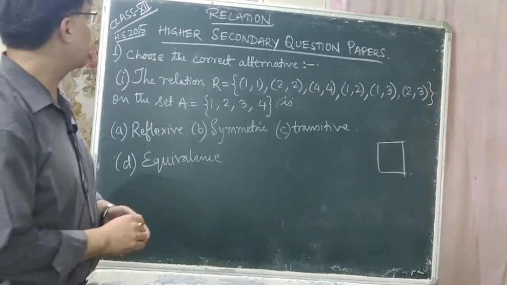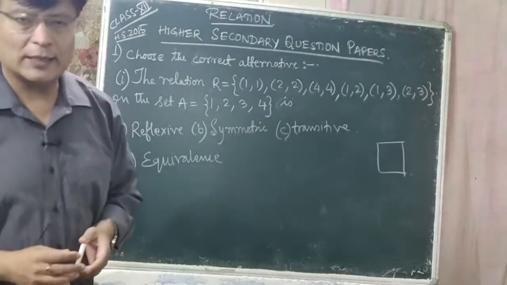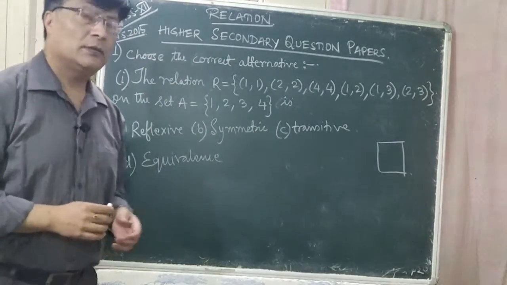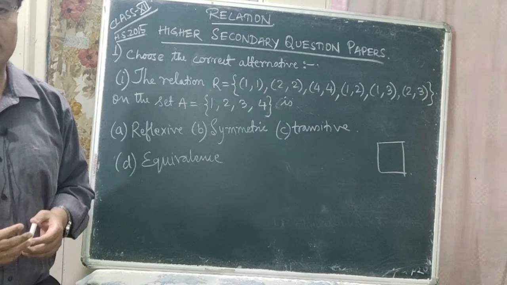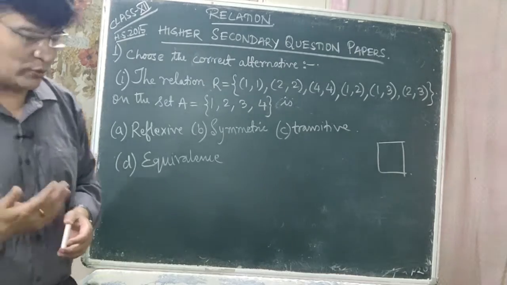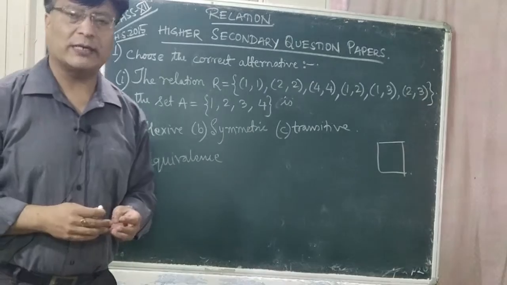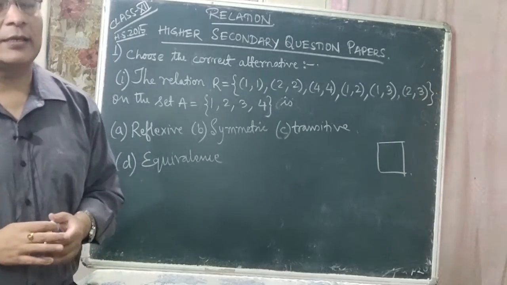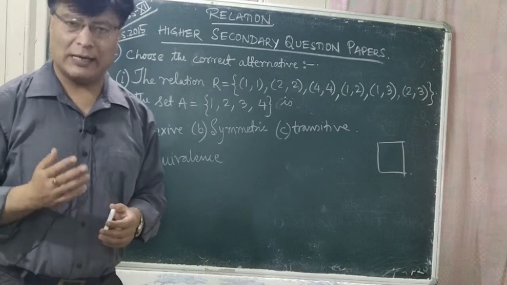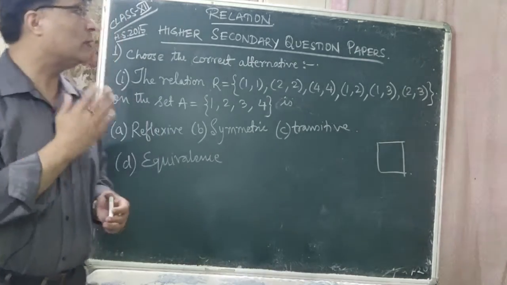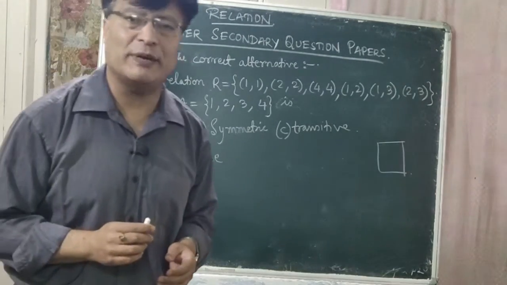So now I am doing class for class 12. The topic is relation. In the last online class also we were doing the chapter on relation. In that last class we did some problems and we defined three types of relations, that is reflexive, symmetric and transitive, as well as another type of relation, that was equivalence relation. Now we'll do more problems on this relation from previous year's higher secondary question papers.